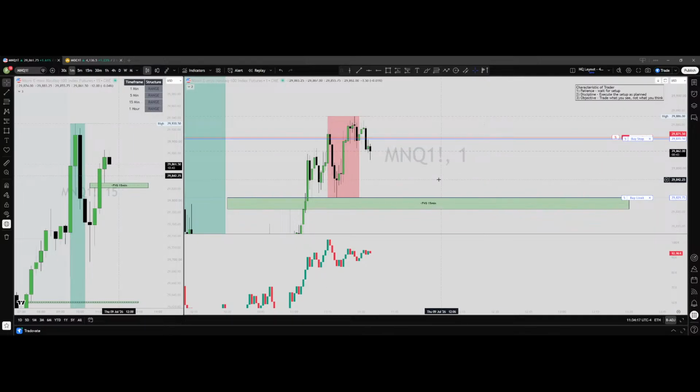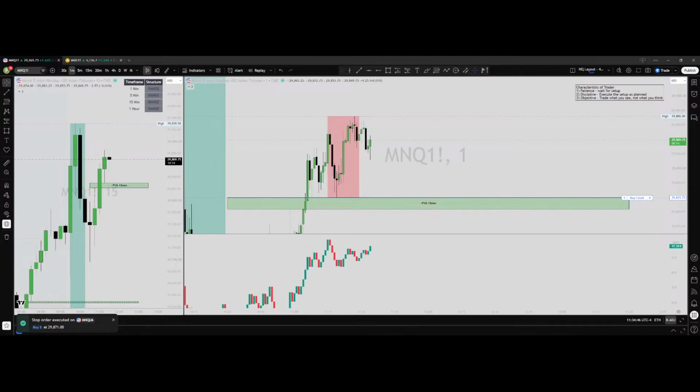Not a good trade. I don't want to be holding this. I think I should cut this trade. Okay, there's no risk. Let it be like that. Okay, one small try. Break even got hit.